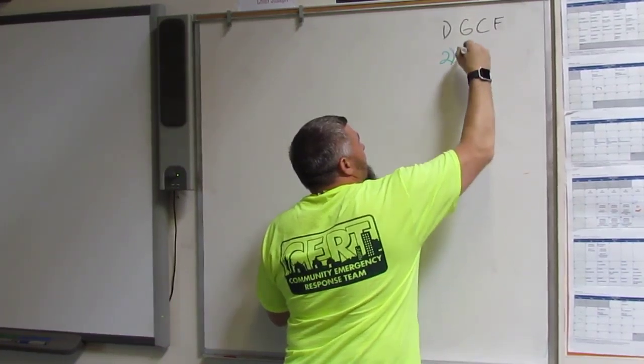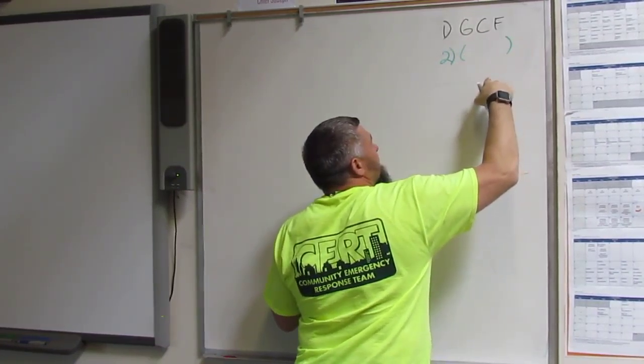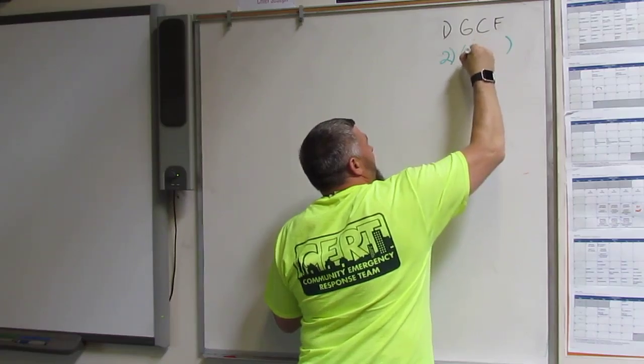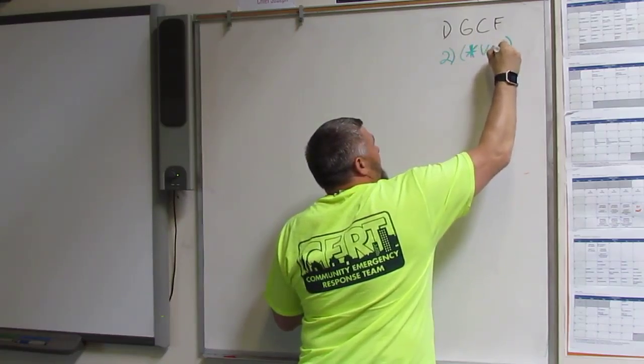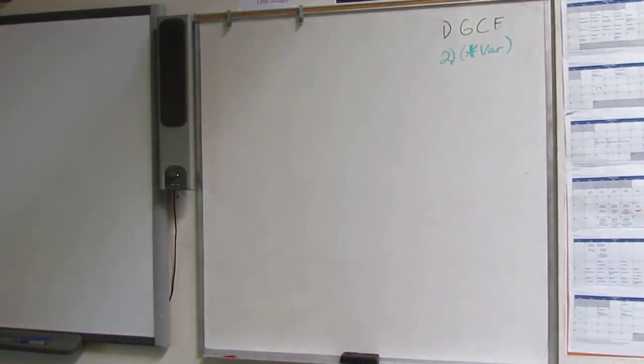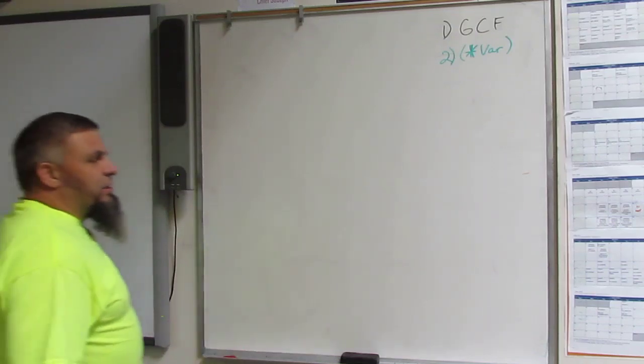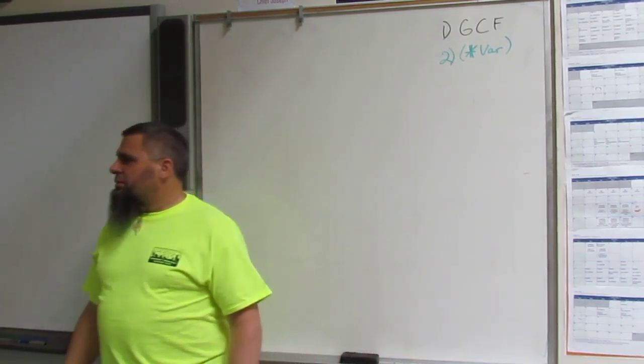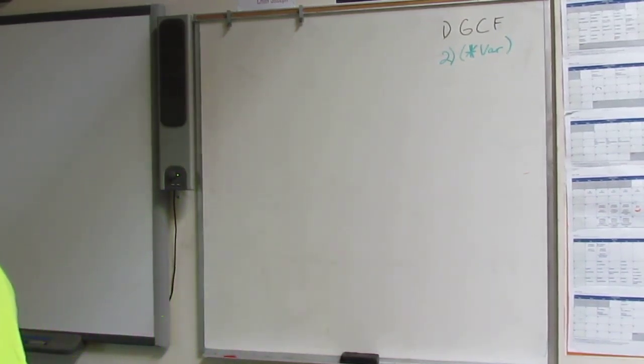Okay, parentheses. Star. Variable. Variable, like an X or a Y or a Z or a T. Okay? Parentheses. Star. Variable. Okay? The star is just an asterisk.